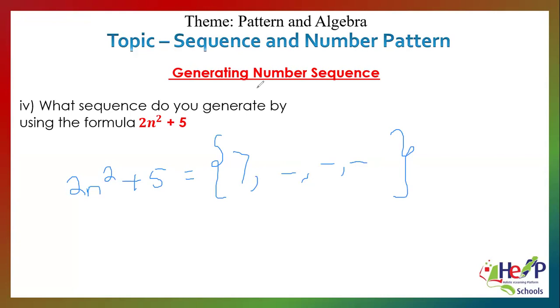Hope you've seen that activity and you've understood it. Excuse me, sir. The first answer, 7 or 9? The first answer is 7, I think. That is when n is 1.